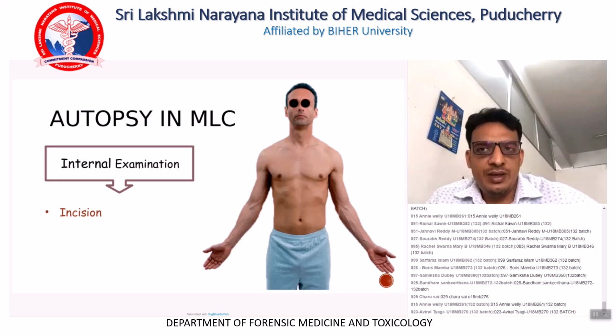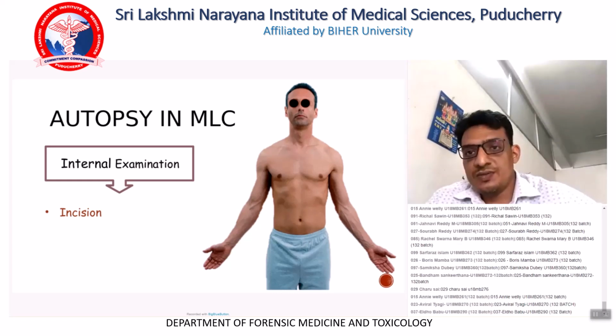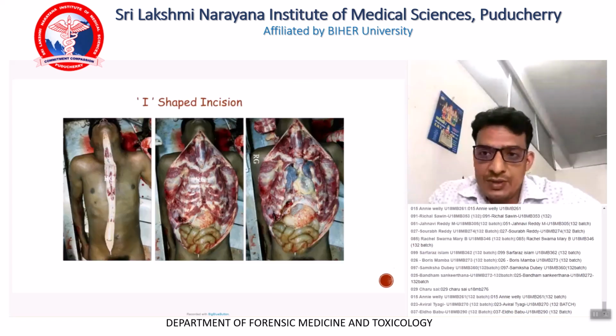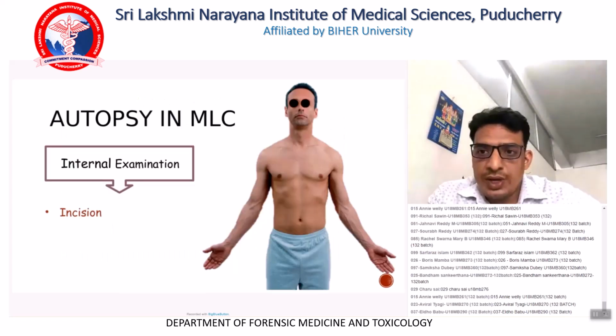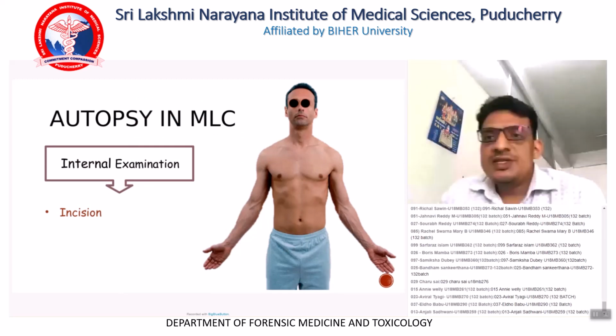Next, we are going to see the role of internal examination. For internal examination, what do we have to do? First thing is we have to make an incision. What are the different types of incision that we are going to see in these next subsequent slides? What we see is there are different kinds of incisions that the literature and textbooks talk about. So we are going to discuss.